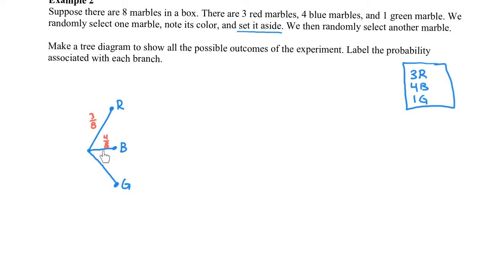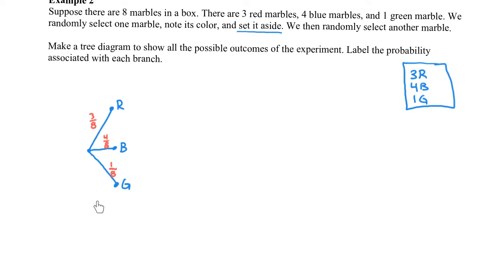So I've got a 1/2 or a 4 out of 8 chance of picking a blue marble, right? When I pick a marble out of here. And if we pick a marble out of here, the probability we get a green marble is 1 out of 8, right? 1 out of 8. Okay, so these are the probabilities associated with the first marble choice.